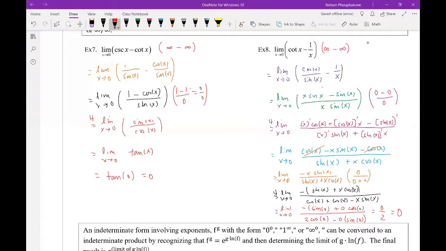Okay, so again, if you have two terms, then try to see if you could rewrite this into a single term by completely removing the fraction.